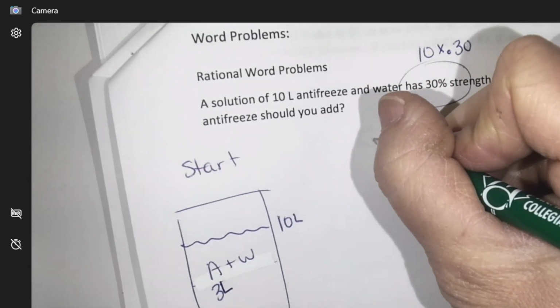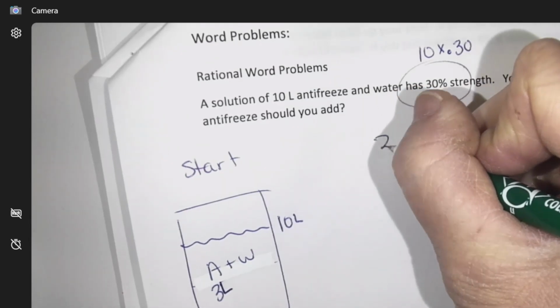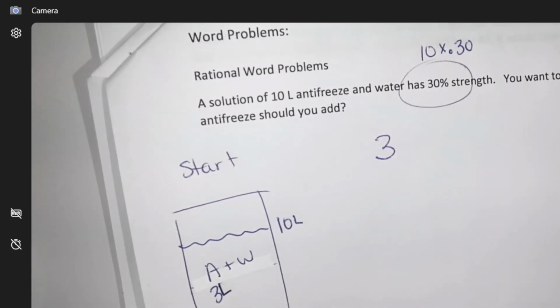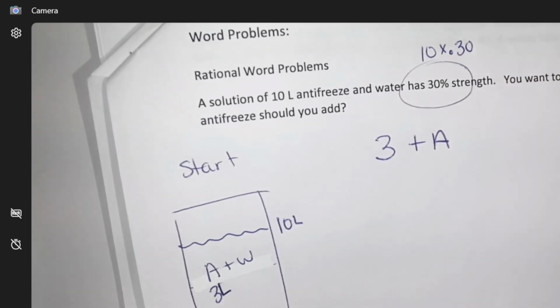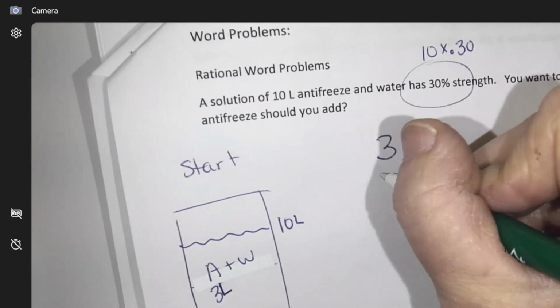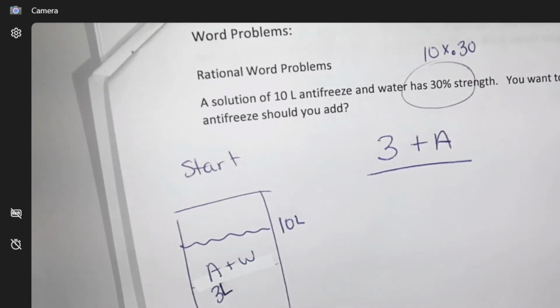Okay, so here's what we do. How much did we start with? 3. And we're going to add more to make it stronger. So that's the chemical portion.